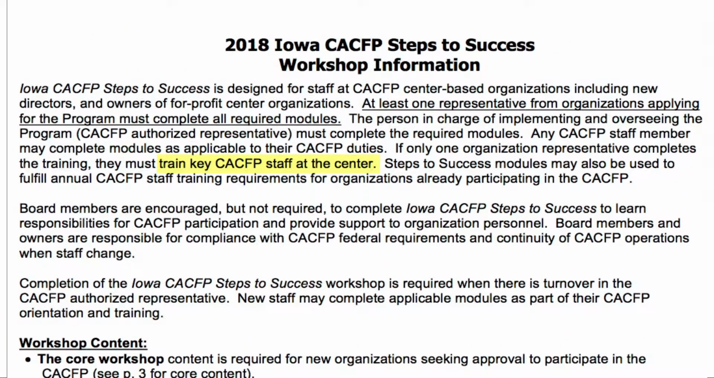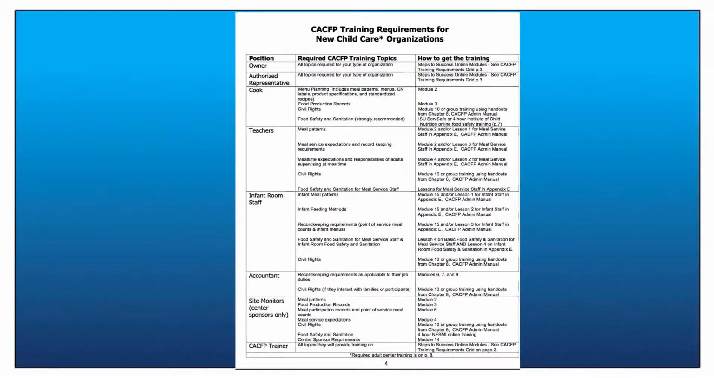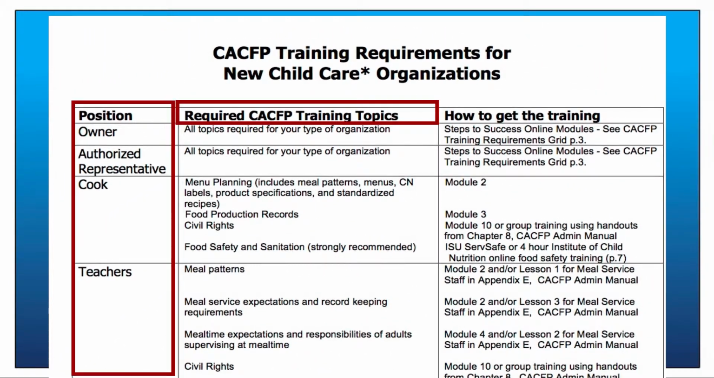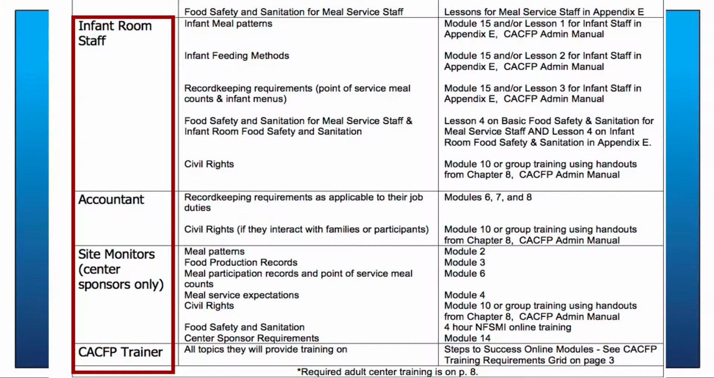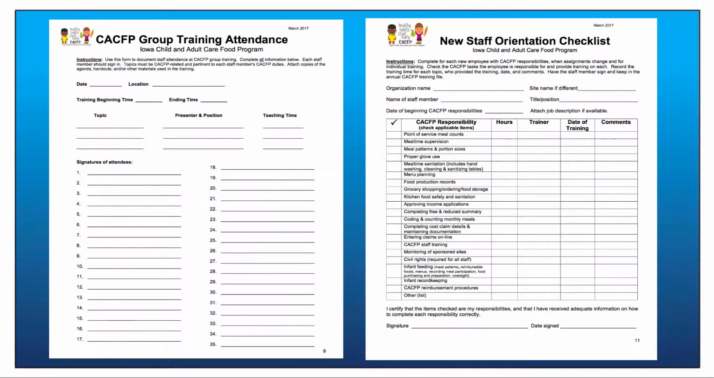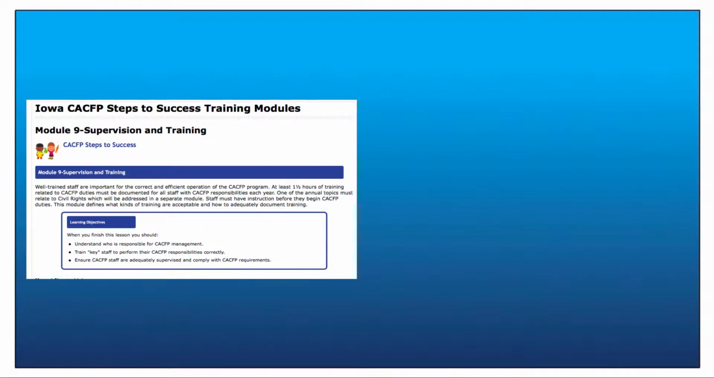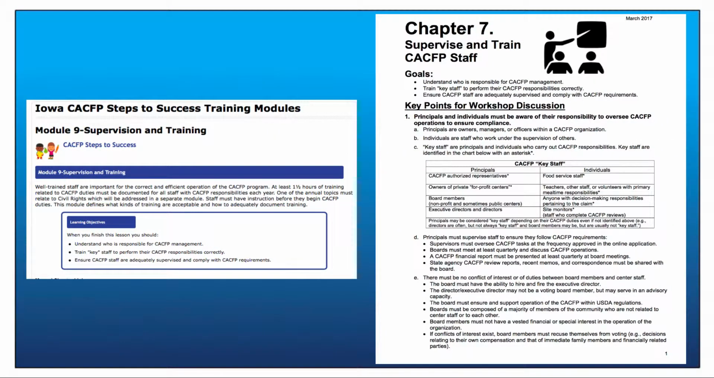Next, train all key staff members who will have CACFP responsibilities. The topics required for each staff position are on page 4 of the training flyer. Staff at each site must be adequately trained to carry out their specific CACFP duties. All CACFP training must be documented. Refer to Module 9 covering Chapter 7 for specific information about training and documentation requirements.